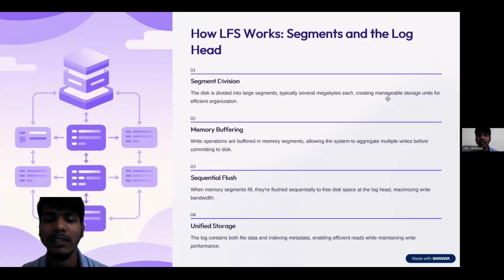And the third point here is sequential flush. When memory segments fill, they are flushed sequentially to free disk space at the log head, maximizing write bandwidth. The fourth point here is unified storage. The log contains both file data and indexing metadata, enabling efficient reads while maintaining write performance.